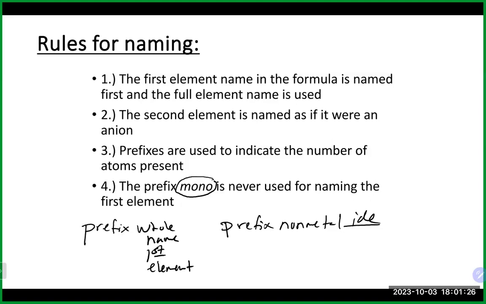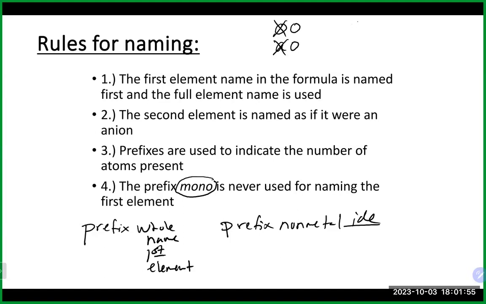We also will have, in a lot of cases, a couple of vowels that back up to each other: the ending vowel on the prefix and the beginning vowel on the element name. For example, we can get a couple of O's that back up on each other when we go to name it, and we typically will get rid of the O on the prefix. Also an A and an O. Typically we get rid of the A on the prefix as well.